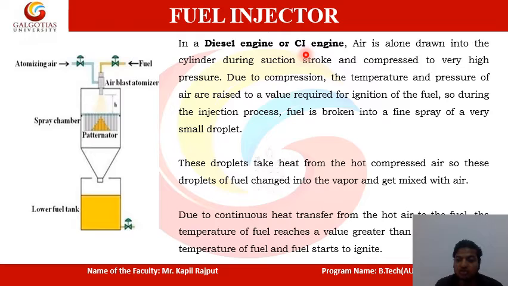Due to continuous heat transfer from the hot air to the fuel, the temperature of the fuel reaches a value greater than the self-ignition temperature of the fuel, and the fuel starts to ignite. So there is no spark plug, and the fuel is ignited by reaching the self-ignition temperature. So here you can see the spray chamber is there, the fuel tank is there, and you can see fuel is entering, and atomizing air. You can see air plus atomizer is there, and so the fuel is sprayed in the form of small droplets.